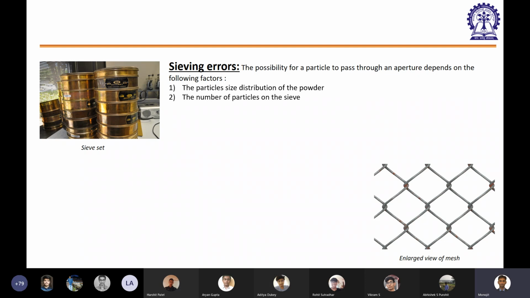Suppose you have a mixture which is too heavy, a few kgs of mixture, and the actual distribution is such that more than 60% should pass through that specific screen, but all the particles are retained on that specific screen and you are shaking it. So what error can it create? When the particle load is huge, deformation of the mesh itself if the load is too much.